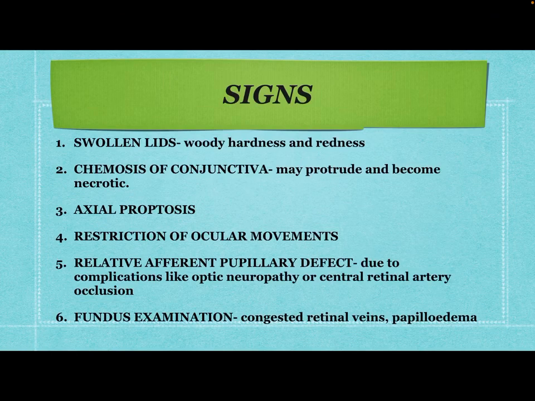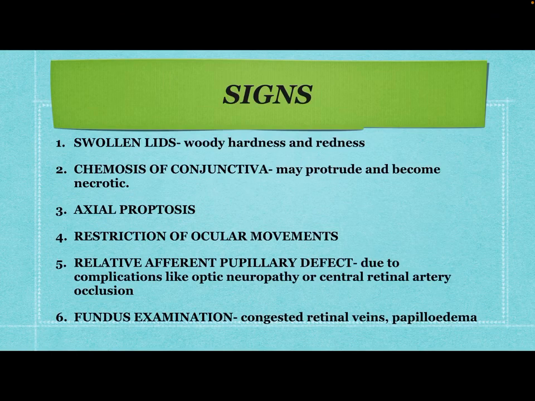When you examine the patient, what will you find? Mostly the patient will have swollen eyelids. They will be so swollen that they will be hard, characterized by a woody hardness, and red. Next is chemosis of conjunctiva. What is chemosis of conjunctiva? It is the swelling, the edema, of the conjunctiva. Because of this edema, the conjunctiva will protrude, become exposed, and become necrotic.